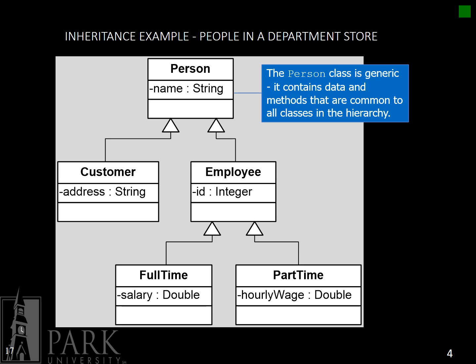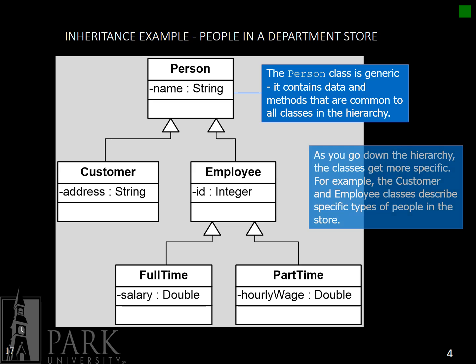For example, it wouldn't make sense for all persons to have an hourly wage field, as not all people are hourly employees, let alone have a job, right? But our store employees can be broken down into more specific types. So as we go down the hierarchy, things get more specific and less generalized, right? So we say the person is generalized, right? But the full-time employee is specific or specialized.